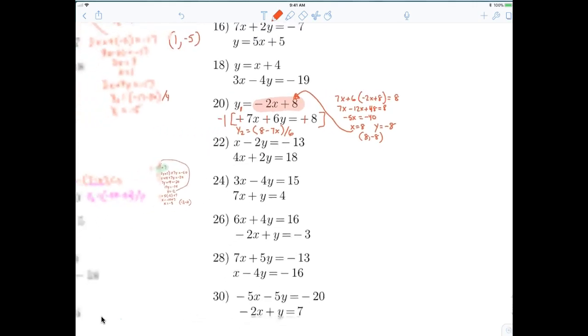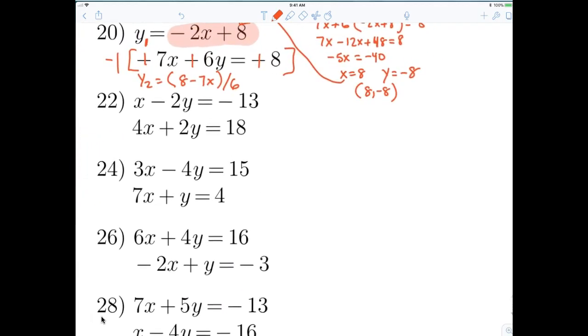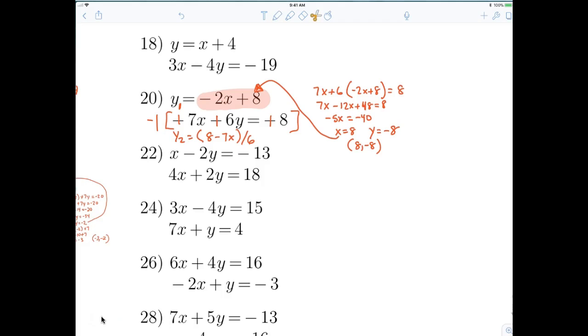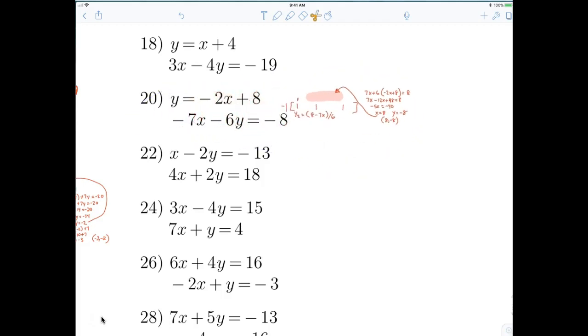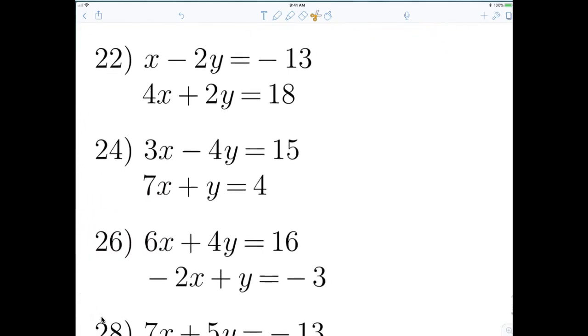All right, so here we go. Listen carefully now. I want to take a look at number 22. Does everybody understand why 22 is a little bit of a problem? Look, it's not in the right format. 22 is not in the right format because I don't have x equals or y equals. So I have to put it in the right format. Come on, that's not hard.